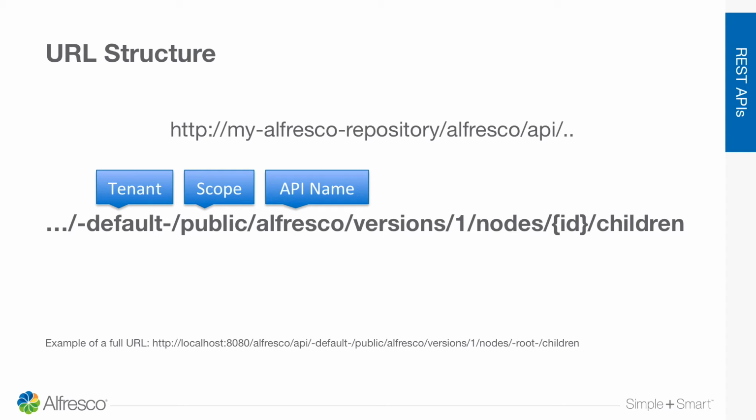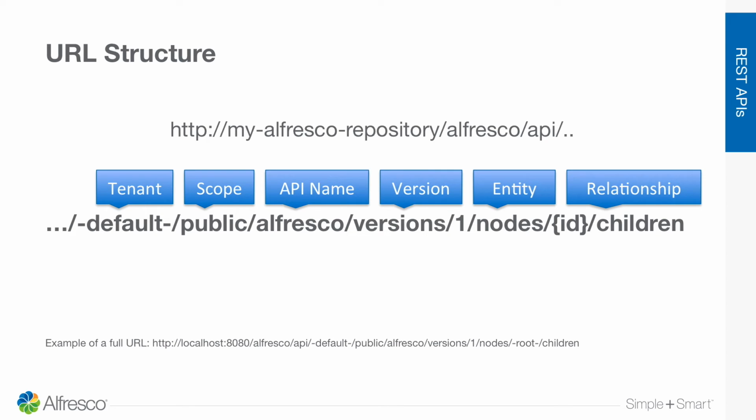The next part is the API name. This identifies which subsystem of the repository you're working with. Most of our core APIs are in /alfresco, but other examples would be /authentication, /search, /workflow, or /discovery. Then we have the version number. Currently we are on version 1. The last parts are the resources you are requesting. We have split this into an entity, an ID, and a relationship. In this example, we're requesting the children of a given node.